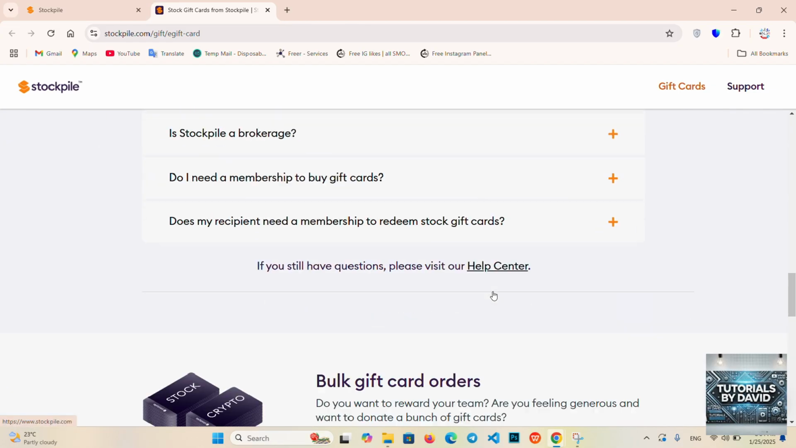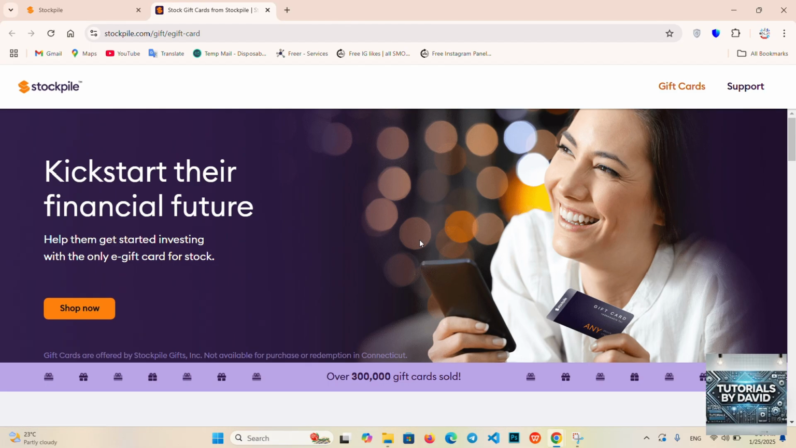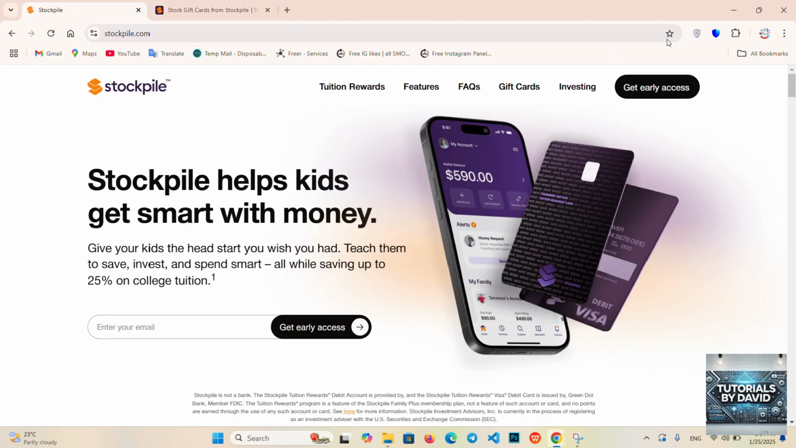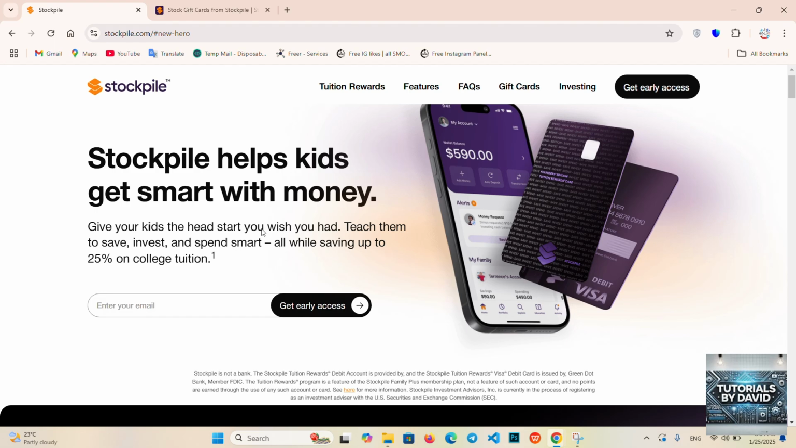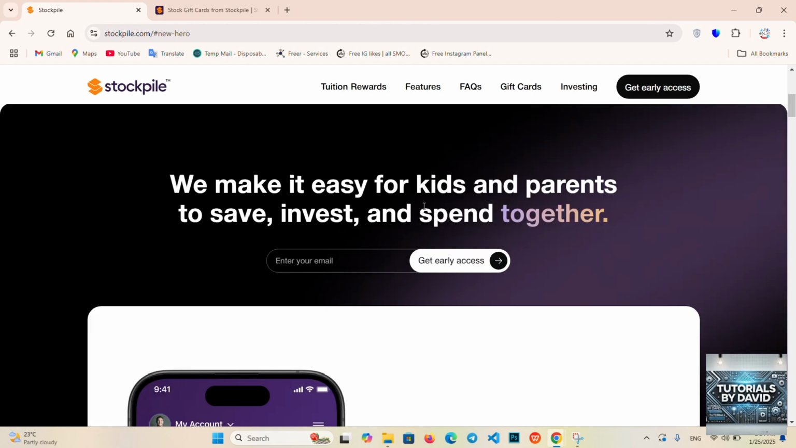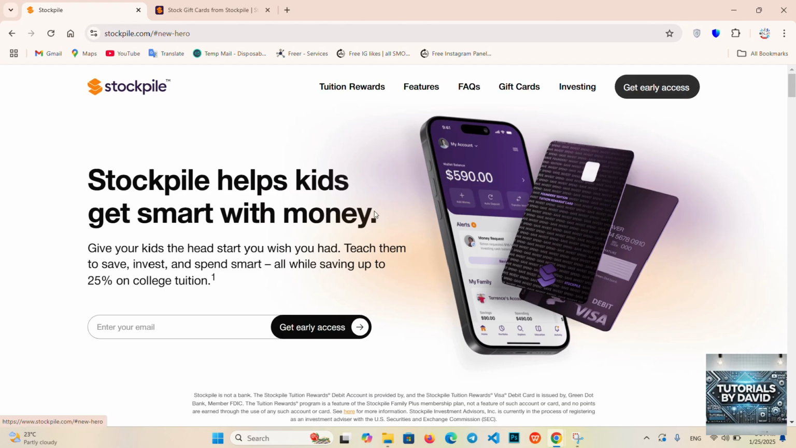4. Buy stocks for yourself. If you're investing for yourself, simply choose the stock, enter the amount you'd like to purchase, and confirm the transaction. 5. Manage your portfolio. Track your investments, view your portfolio's performance, and reinvest or sell shares directly within the app.